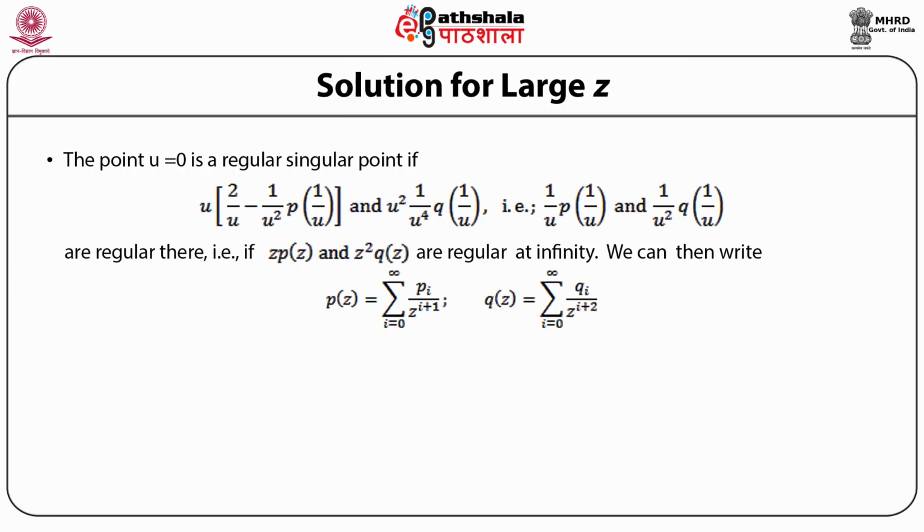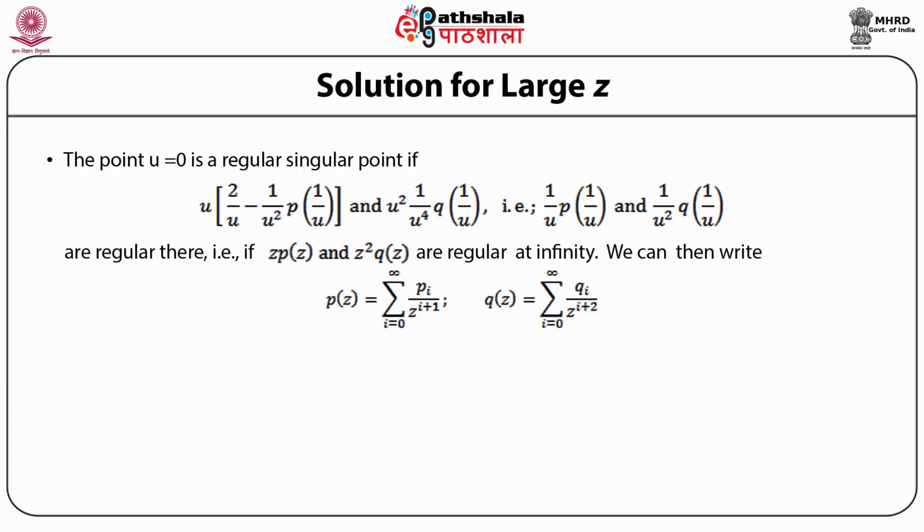The point u = 0 is a regular singular point if u · (2/u − 1/u² · p(1/u)) and u² · 1/u⁴ · q(1/u), that is, 1/u · p(1/u) and 1/u² · q(1/u), are regular there. In other words, the point at infinity of the original equation is a regular singular point if z · p(z) and z² · q(z) are regular there.